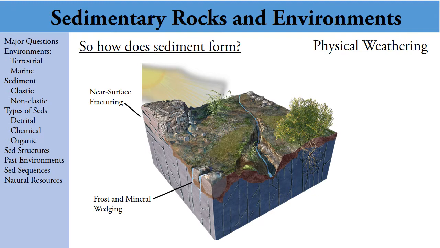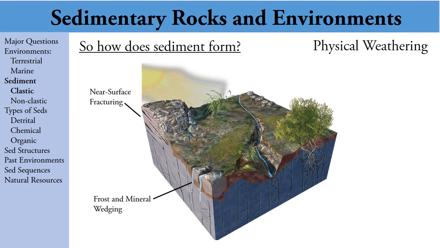Something we see quite a bit here in California is frost and mineral wedging. I've described this to some of you, but this is one of the reasons we see a lot of rock falls in Yosemite. During the winter, when it rains and then when it snows, the liquid water gets into any cracks that exist in the rock, and water expands when it freezes. So it actually breaks the rocks even more.